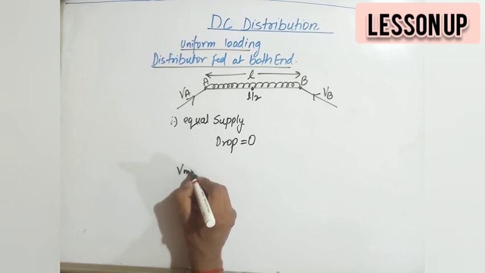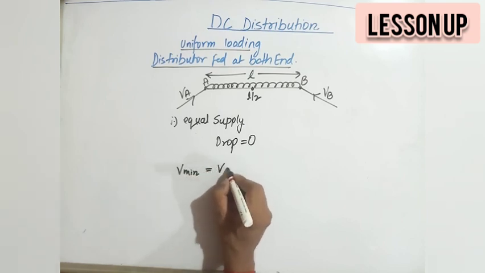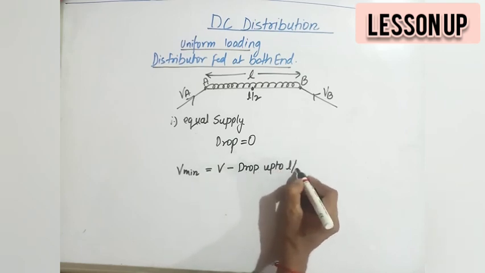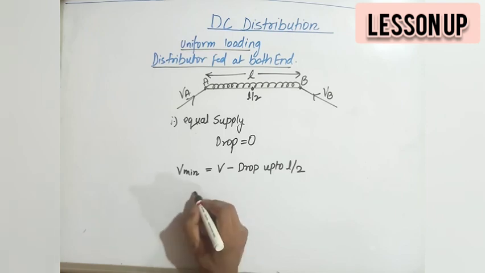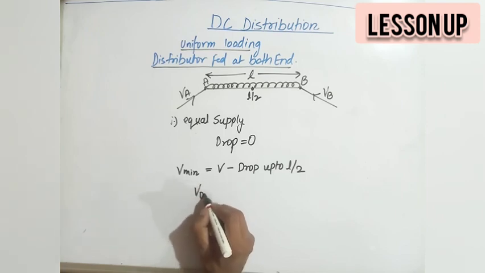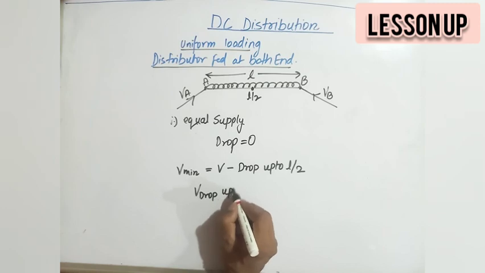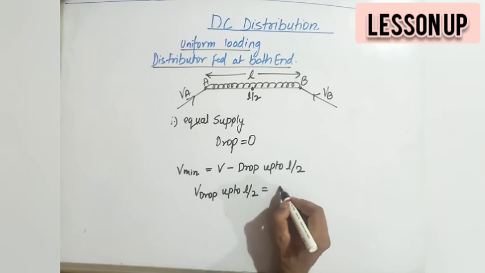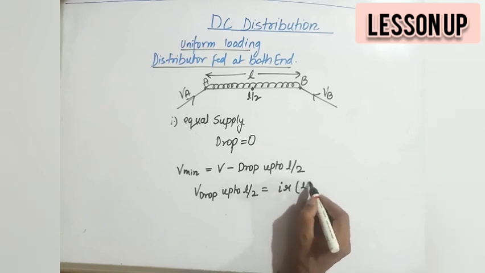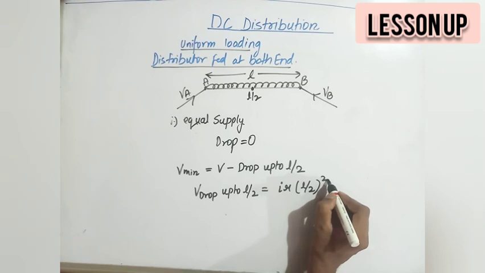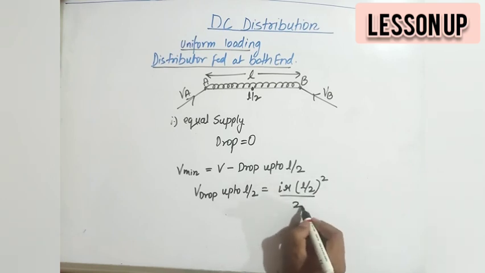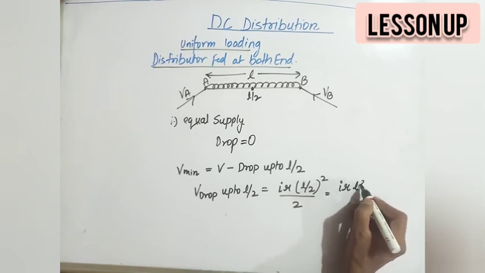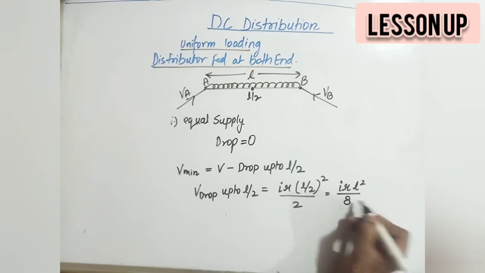So V minimum is equal to V minus the drop up to L by 2. So what will be the voltage drop up to L by 2? We have already calculated before, that is I into R L by 2 square divided by 2. So this will be I R L square divided by 8.